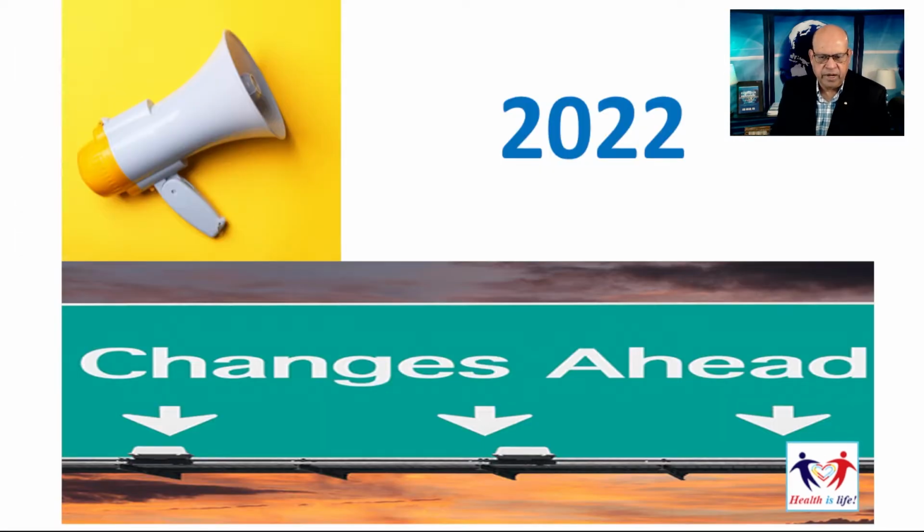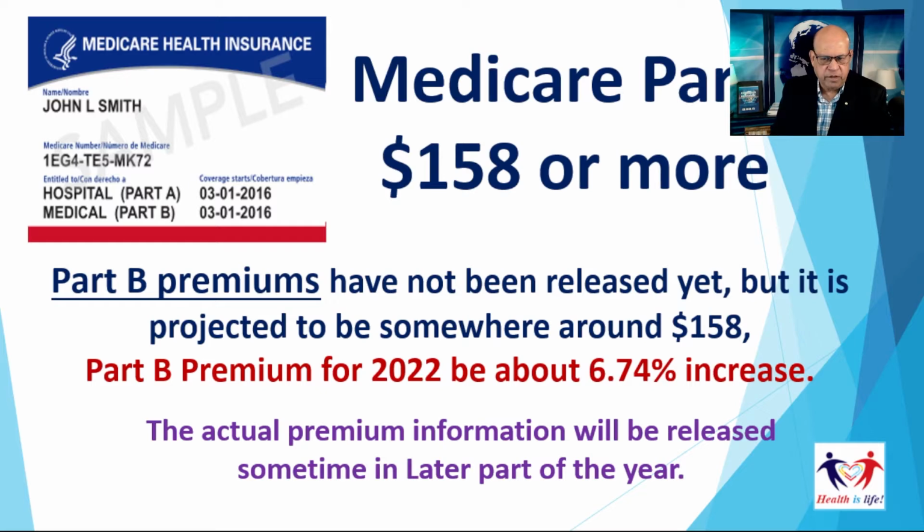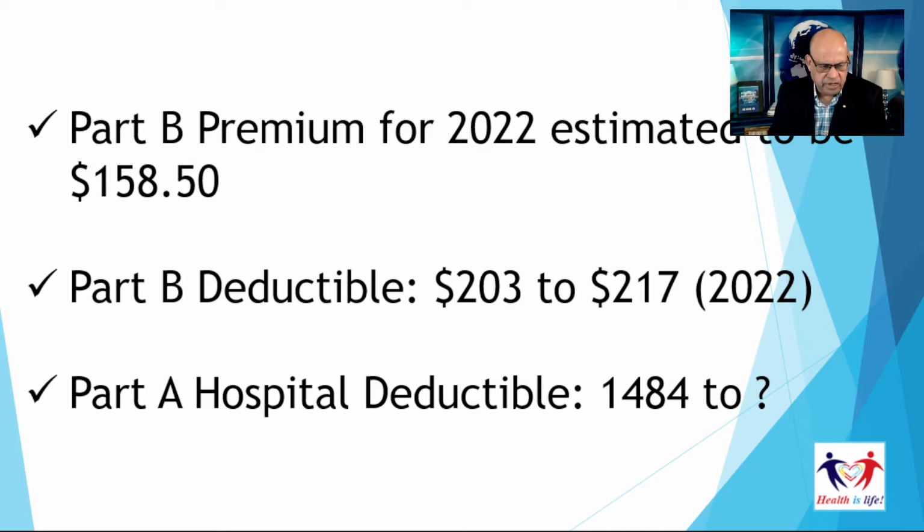And we're going to look at the 2022 Medicare changes that are coming up that apply to standard or traditional Medicare and also Medicare Advantage plans. Well, first of all, the Medicare premium is going to go up from $148 to $158 for the year 2022. The rise is approximately 6.7%, as we can see here, and the actual premium will be released later on during this year. Now, in addition to the increase in the monthly premium, the deductible is going to go up from $203 to $217.